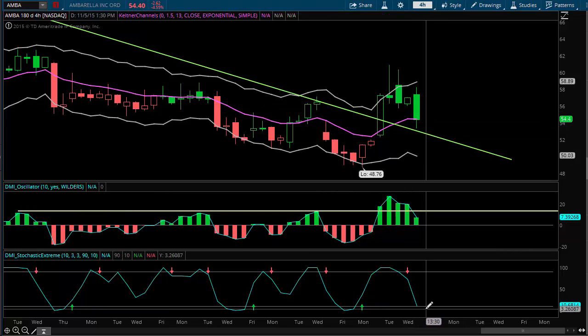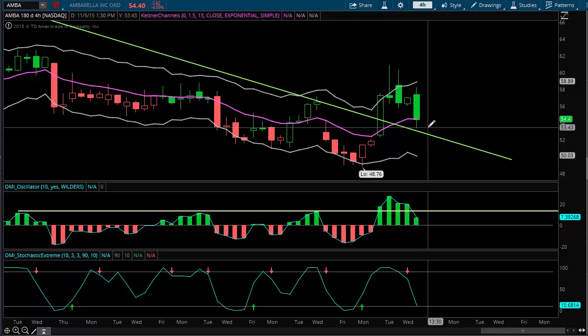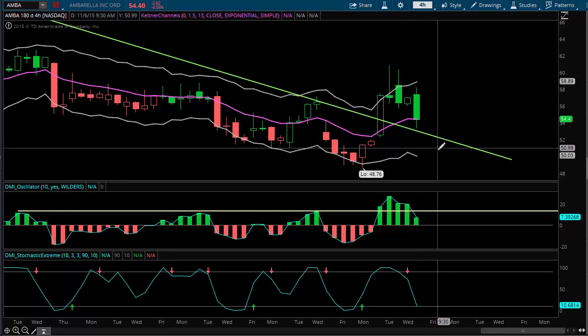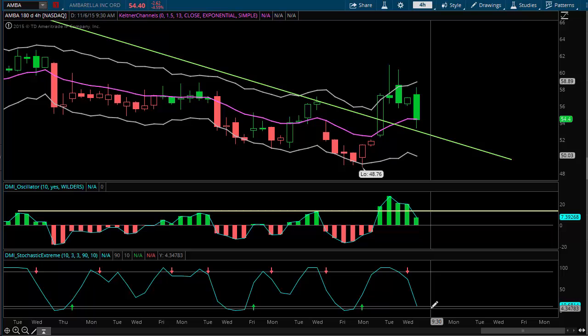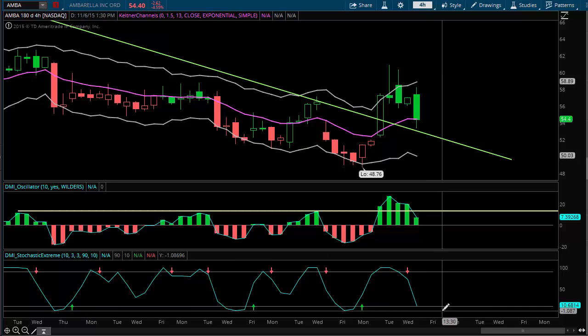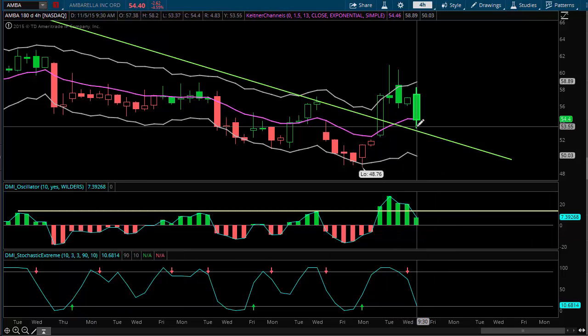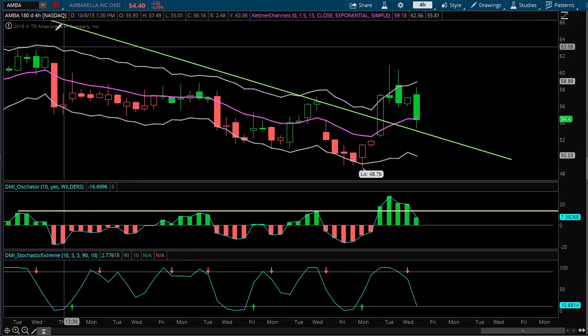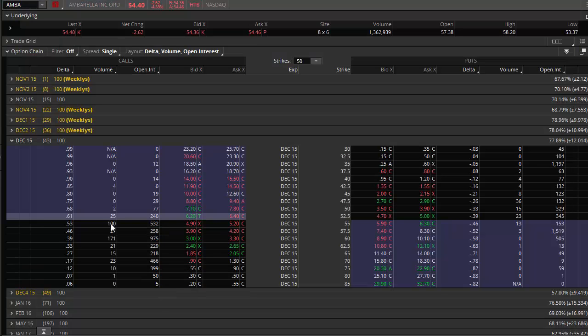So if it doesn't tick back up, let's say we just trade sideways here, or maybe the selling gets worse, I simply wait a few more bars, which could mean tomorrow or maybe next week, for the entry. So what I'm looking to do is get into some AMBA calls whenever that happens.